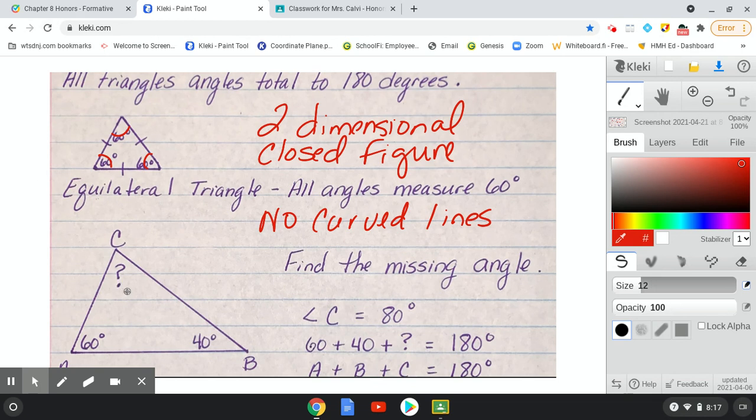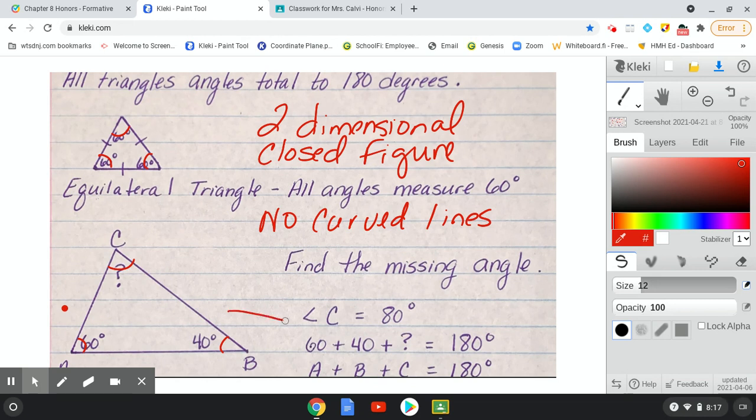Next I have this triangle. It's not an equilateral triangle. I have angle A, which measures 60 degrees. I have angle B, which measures 40 degrees. And my angle C is unknown. That's what I need to figure out.